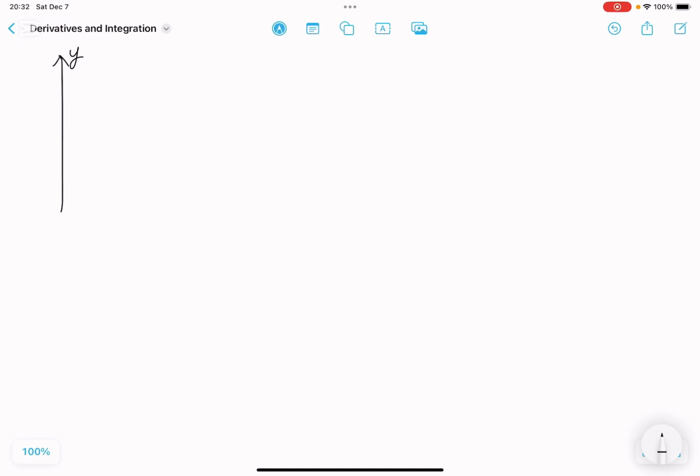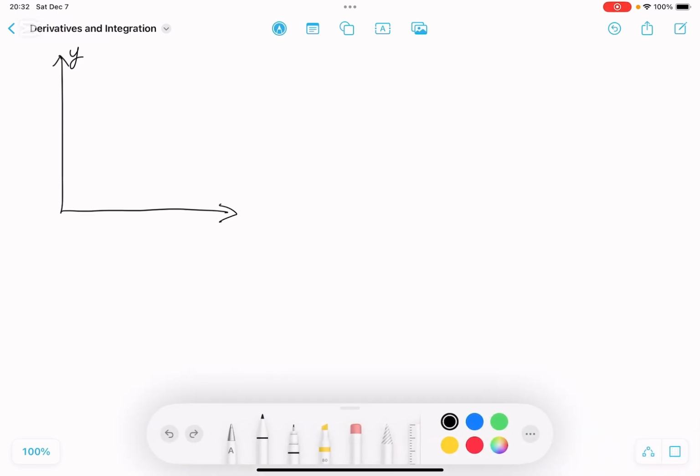So this is the y-axis, this is the x-axis, and let me make that arrow look nicer. So that's the x-axis, and then let's say we draw a random curve. Okay, we can just draw this curve right here. Or I guess we can make it a bit better. Okay, like that.